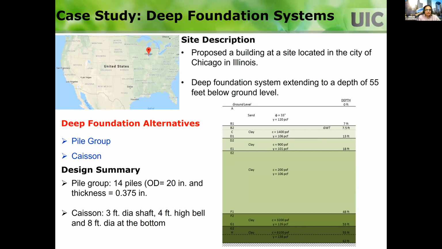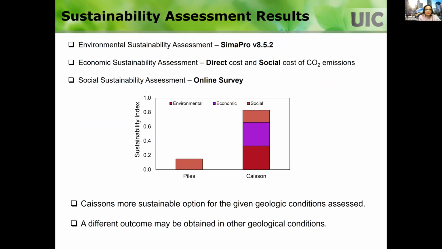That's the design summary. So which one to use? Because both of them, piles or drilled shafts, equally work well, right? They will support the structural loads. So which one is more sustainable? If you do the sustainability assessment, looking at the environmental aspects, economic aspects, and social aspects, and combine them through the framework and calculate the sustainability index, piles come out to be lower, and caissons or drilled shafts come out to be higher. So the higher the number, the better it is. So in this specific project, drilled shafts come out to be more sustainable.